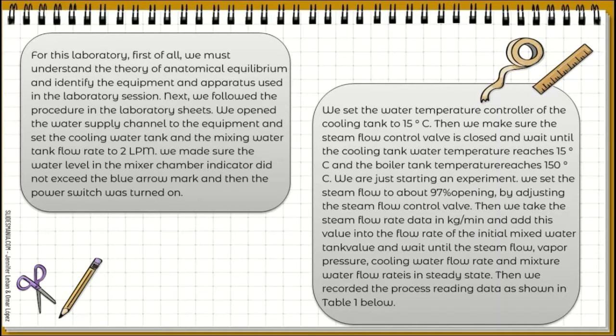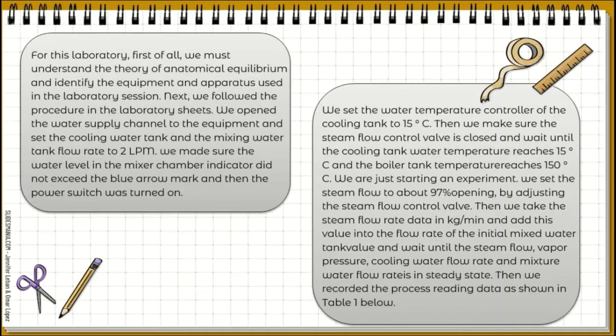We make sure the water level in the mixer chamber indicator does not exceed the blue arrow mark, and then the power switch was turned on. We set the water temperature controller of the cooling tank to 50 degrees Celsius. Then we make sure the steam flow control valve is closed and wait until the cooling tank water temperature reaches 50 degrees Celsius and the boiler tank temperature 150 degrees Celsius. We are just starting the experiment.